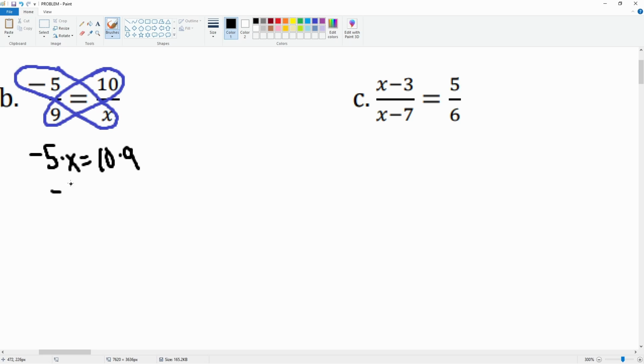Negative 5 times x is negative 5x. Your 10 times 9 is 90. Divide by negative 5 to both sides. You get x is equal to negative 18.